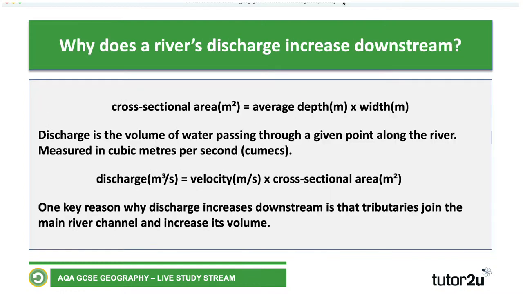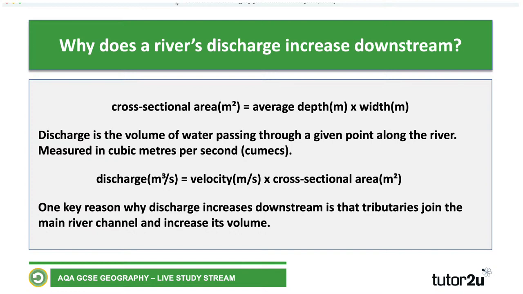Right, if we could go into the next slide, please. So we've got here the river's discharge increases downstream. Discharge is the volume of water passing through a given point along the river, which is measured in cubic meters per second. And you can see the calculation there on the screen. To calculate the discharge, you have to find out what the cross-sectional area is. That's lots of fun because it involves going to a river, welly boots and hopefully not getting too wet. You measure the width of the river, and then at regular intervals you measure the depth and work out the average depth. So this helps you calculate the discharge.